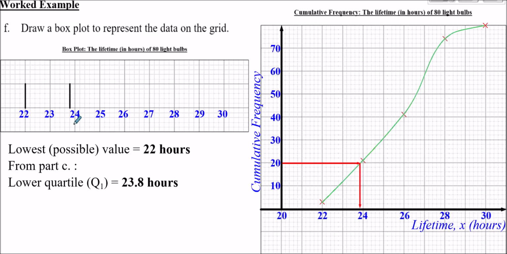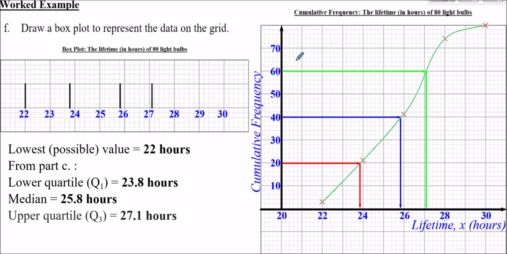Next, from part C, we worked out an estimate for the lower quartile was 23.8 hours. And so I'm going to do a vertical line at 23.8 on my box plot grid. Then the median, again from part C, we calculated was approximately 25.8 hours. So we do a vertical line at 25.8, and again from part C, we worked out an estimate of the upper quartile, so we can add this on. We got the upper quartile estimate was about 27.1 hours, and so again we add this onto the grid, like I have done here.